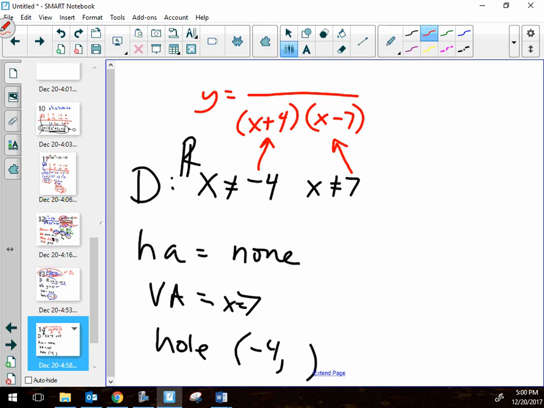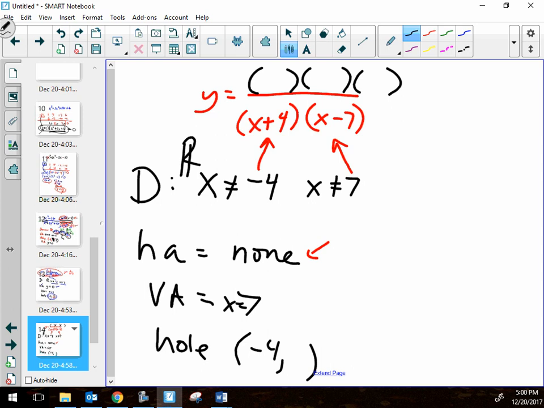Next, the horizontal asymptote being none. What does that mean again? Bigger on bottom, bigger on top, same on both. The kind that has none is the bots. So this one must be bigger on the top. So we better put a fair amount of stuff up here so that it will be bigger on the top.